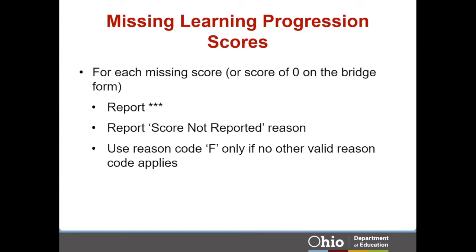Now, in the Emis manual, there are a lot of valid reason codes. So you will want to look through those options, select the reason that best fits the situation. Reason F should only be used if no other reason code is appropriate. And the reason codes are closer to the back of that Emis manual. But again, only use reason code F if no other valid reason code applies.